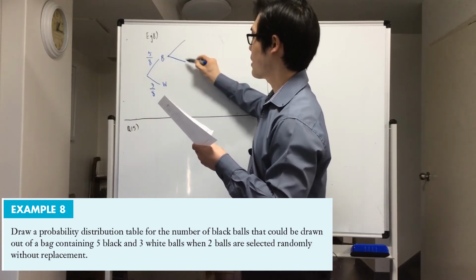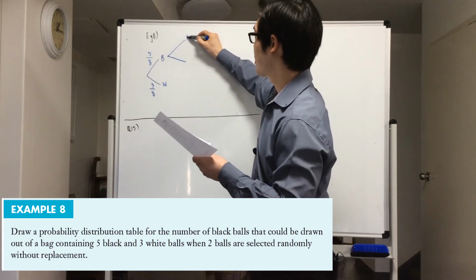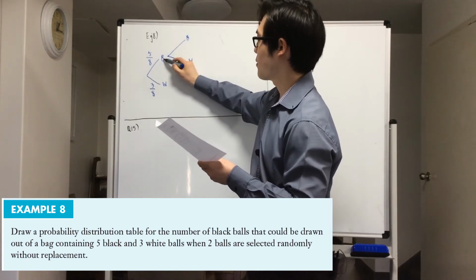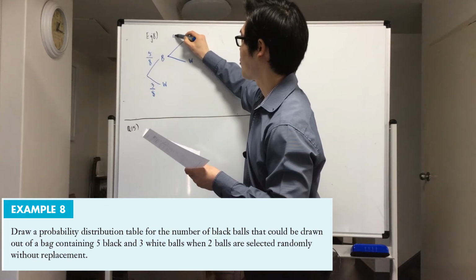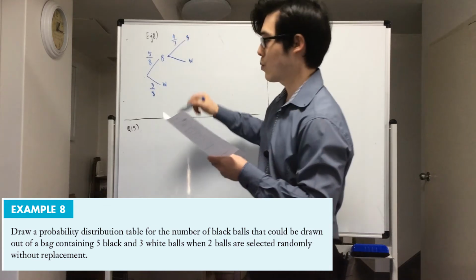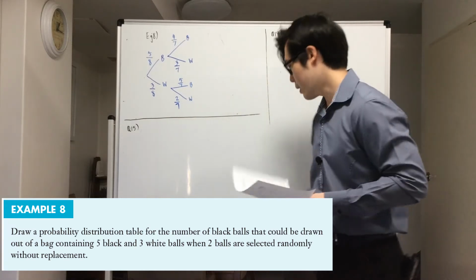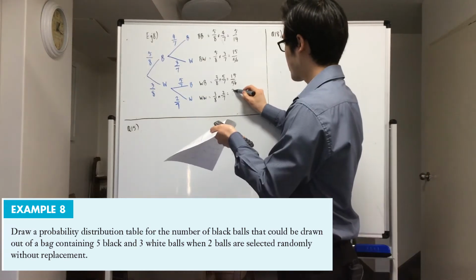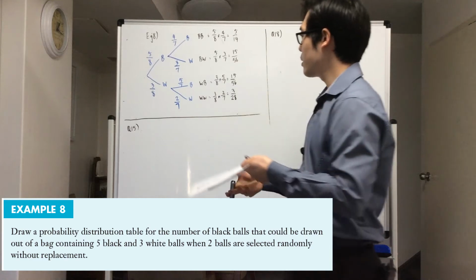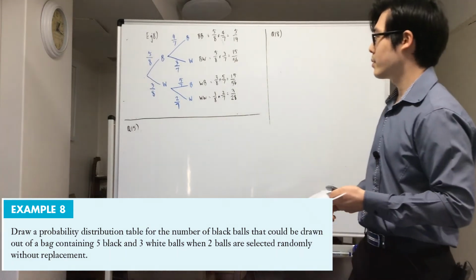And then, so that's my first pick. Second pick, without replacement, if I chose black, then obviously here I would have 4 black now, but out of 7 because I've taken 1 out. Okay, so we've got that. Okay, so I've got these numbers now. Now let's draw up the table.